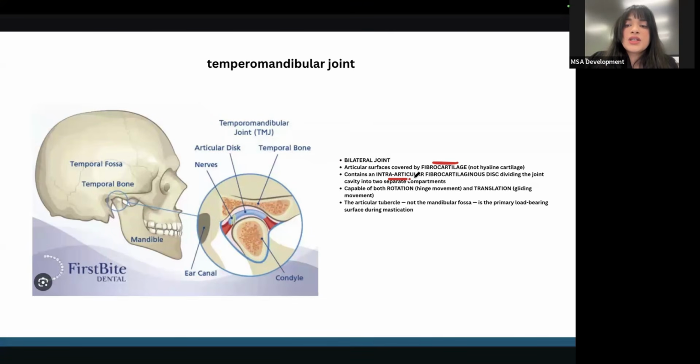It contains intra-articular fibrocartilaginous discs dividing the joint's cavity into two separate compartments. It is capable of both rotation, hinge movement, and translation, gliding movement. So it rotates and translates. The articular tubercle, not the mandibular fossa, is a primary load-bearing surface. Let's see what that means.